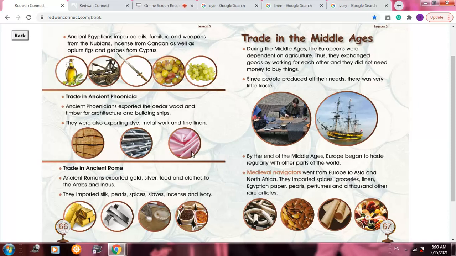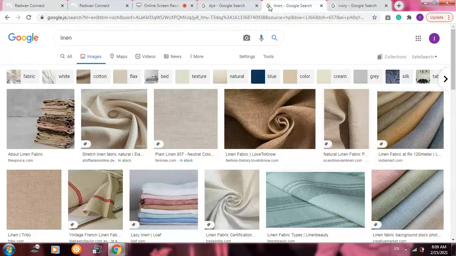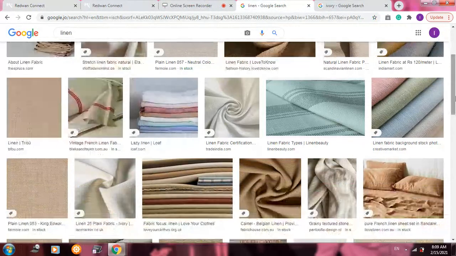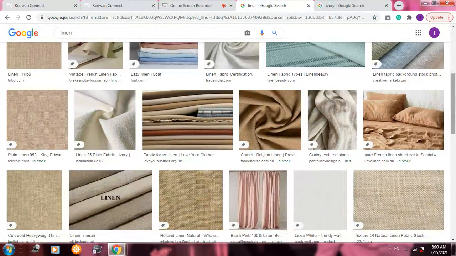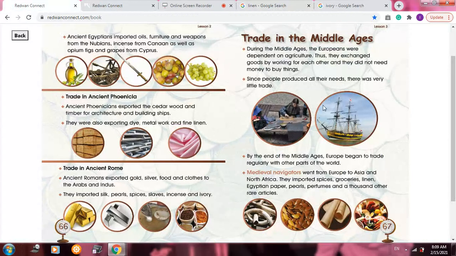Now, the linen is a type of textile and cloth, but it's usually softer. This is the linen. It's usually very thin and silky sometimes. This is called linen. Okay? So they used also to export. They didn't say what they imported, but only what they sent to other countries. So what did they send, to sum it up? Cedar wood, timber, dye, metalwork, and fine linen, as we saw.